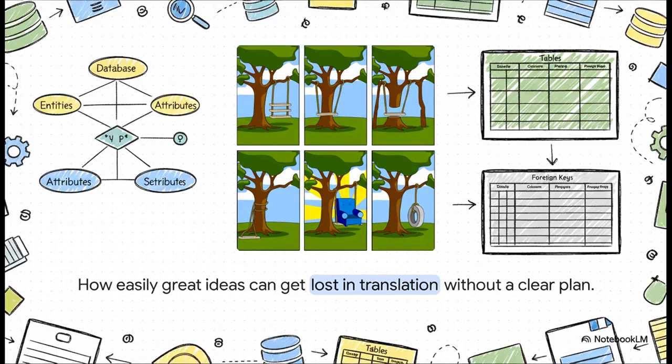Because, let's be honest, without a really clear plan, this is what happens. What the customer wanted, what the project lead heard, and what the developer actually built, they can end up as completely different things. It's that classic tree swing cartoon. A simple idea gets totally lost in translation. It's a perfect and kind of funny example of how miscommunication can just completely wreck a project's original goal.